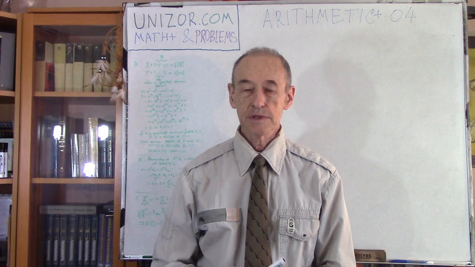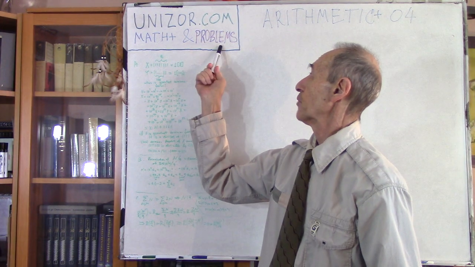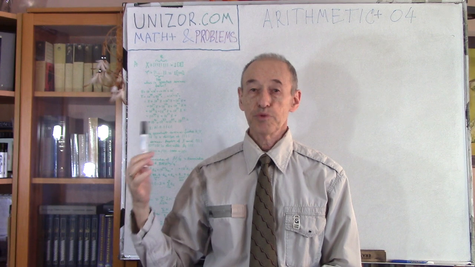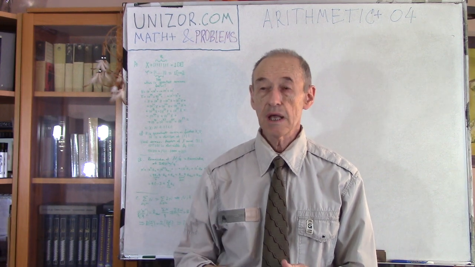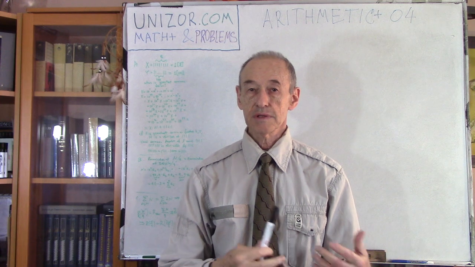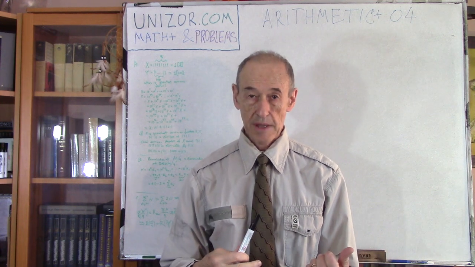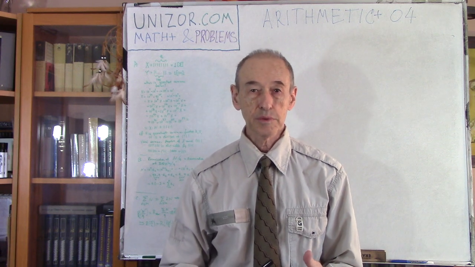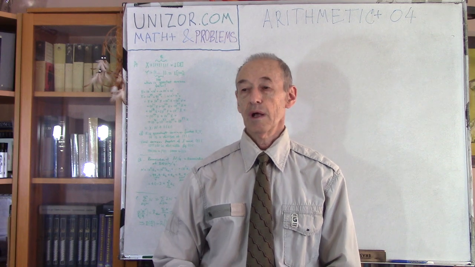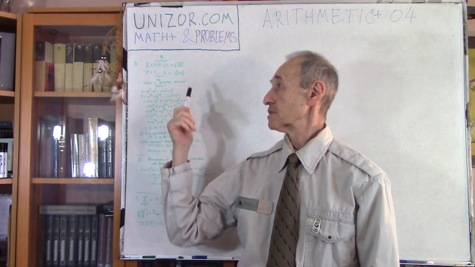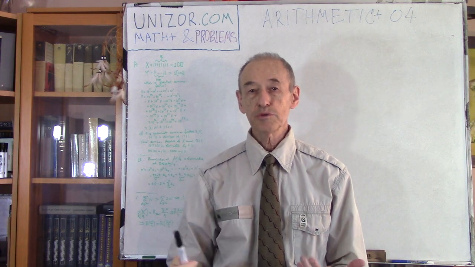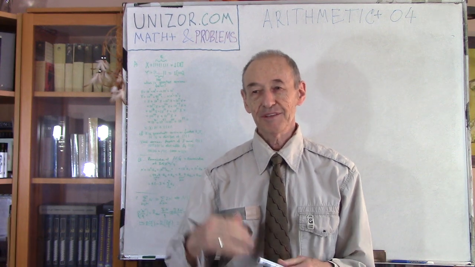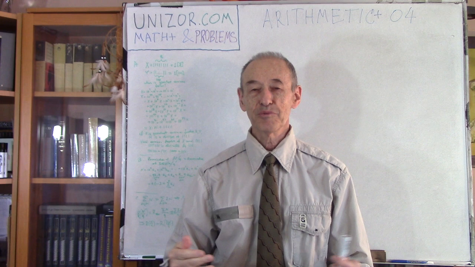These are part of the course called Math Plus and Problems presented on Unizor.com. This is a continuation of the prerequisite course, which is called Math for Teens, where I'm mostly involved in some theoretical issues in mathematics. There are some problems over there, but they're kind of illustrative problems to illustrate the theory. In this particular case, in the case of this course, Math Plus and Problems, I'm trying to present certain problems which really have to kind of force you to think about the problem outside of the box.